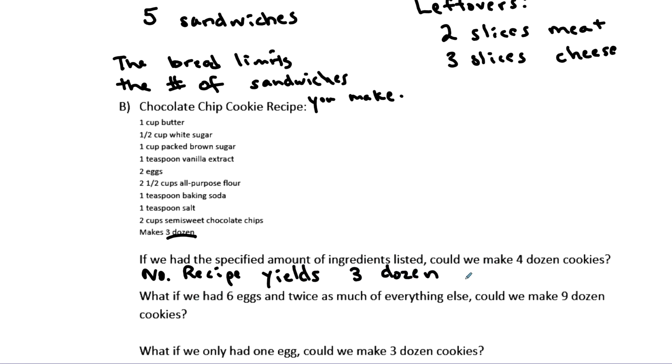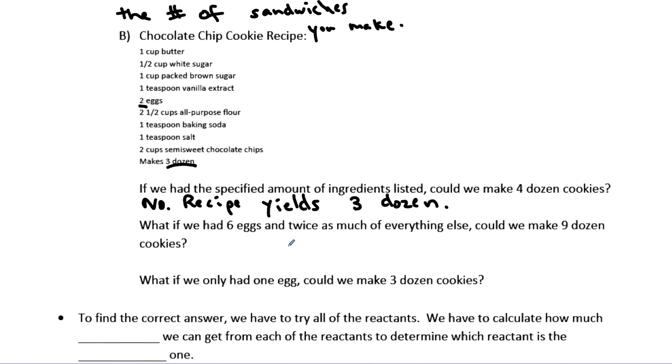What if we had 6 eggs and twice as much of everything else? Could we make 9 dozen? Well, it takes 2 eggs to make 3 dozen. So 6 eggs would make 3 times, so 9 dozen, but we don't have 3 times as much of everything else. We only have twice as much of everything else. So the maximum amount of cookies we could make with this amount of stuff is 6 dozen. So no, we could only make 6 dozen.